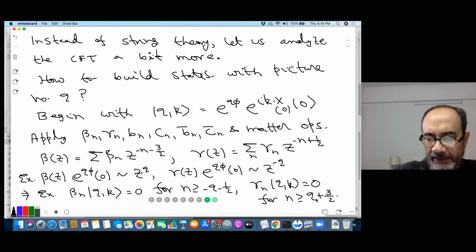Okay, so for example, let's suppose that n is equal to Q plus 3 half. Let's see what happens. If n is equal to Q plus 3 half, then this part here is z to the power minus Q minus 3 half plus half. That's minus Q minus 1. That's more singular than what is allowed. So the corresponding gamma n must annihilate this state. Is this logic clear?